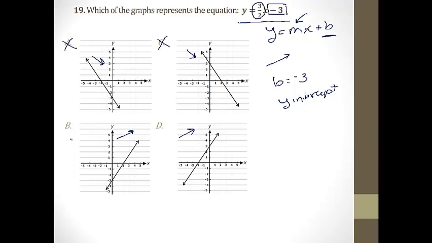So I'm going to look at my two options, B or D, and see if this graph crosses the y-axis at negative 3, and this one does. So this is a possibility. When I look at this one, letter D though, and I go down to y negative 3, this line doesn't cross the y-axis at negative 3. The line is way over here. It crosses the y-axis actually at positive 3. But b is supposed to be negative 3, so it can't be this graph. So the correct answer here is B. It has the positive 3/2 slope, and it crosses the y-axis at negative 3.